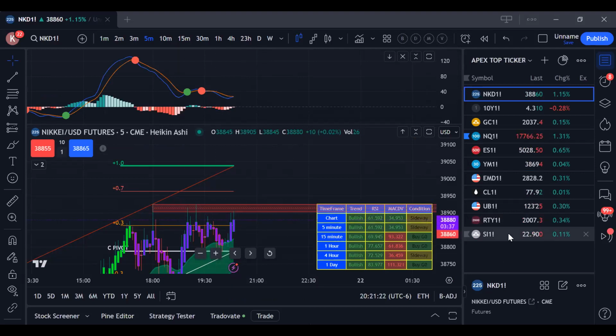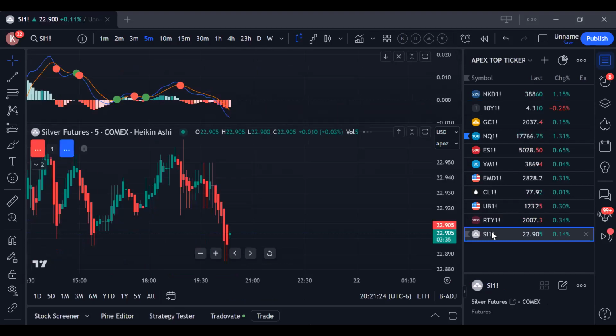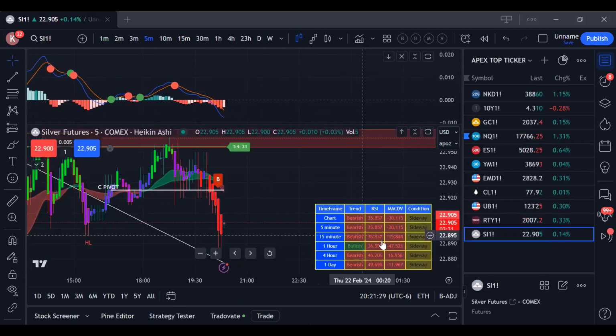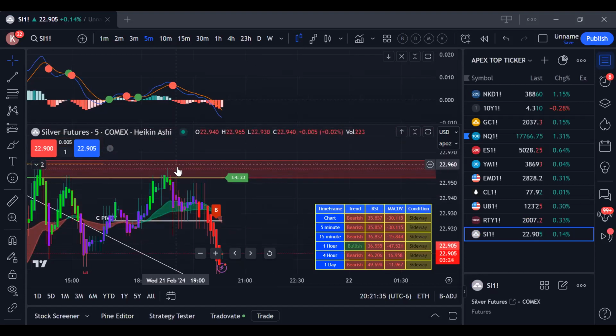While that is happening, you can go and watch another one. Okay, silver, right? It is bearish, bearish, bearish. Everything is bearish. You have a sell signal here. It touched the resistance, and both happened at the same time.